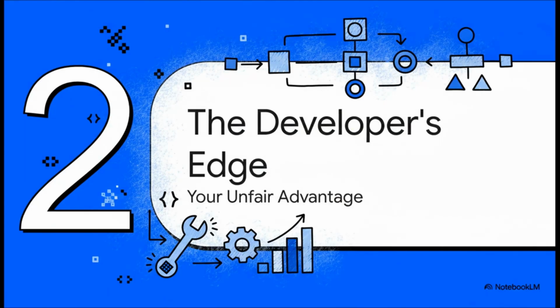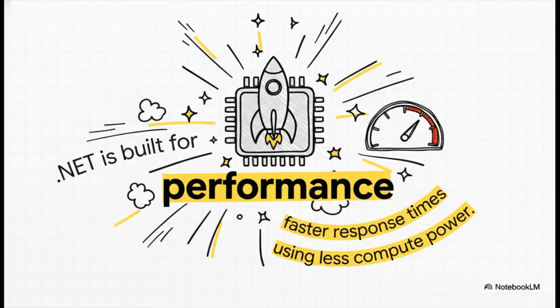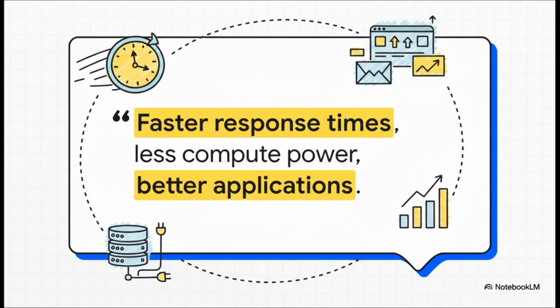Okay, so we've established that .NET is super versatile, but what's it actually like to work with it? For this next part, let's look at how the framework gives developers a real, tangible edge, what you might call an unfair advantage. Let's just start with a really bold but really important claim. In the world of apps, speed matters a lot. And .NET is engineered right from its very core to be incredibly fast. And this is what that raw speed actually means for you in the real world.